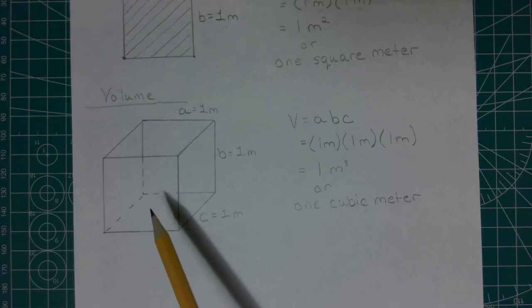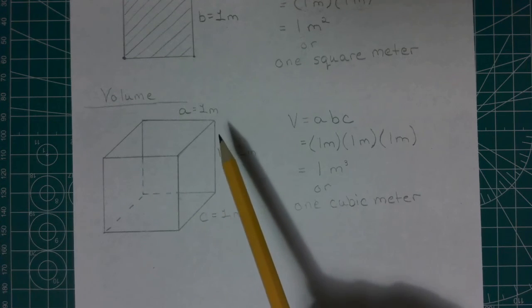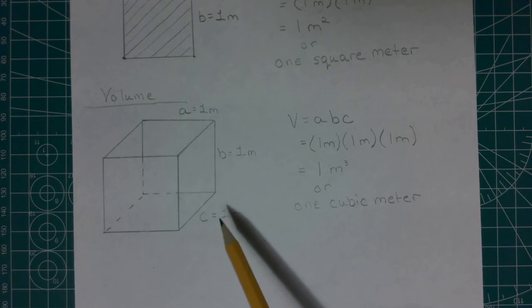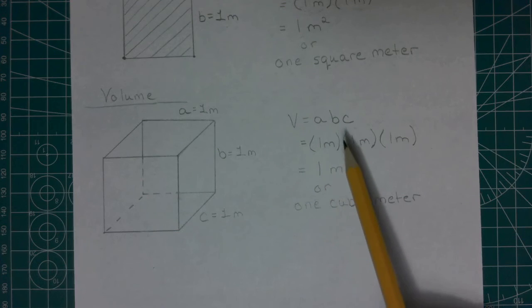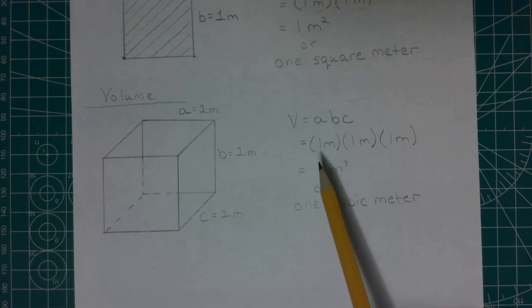Here we can extend this up to volume. So you can imagine that I have a cube. Each one of these edges is 1 meter long. The volume of that cube is going to be A times B times C. And I'm going to do the exact same thing.